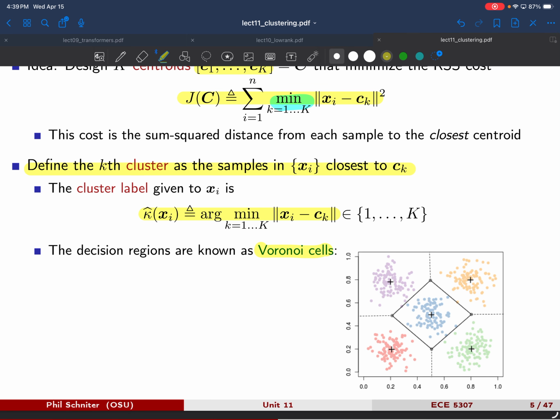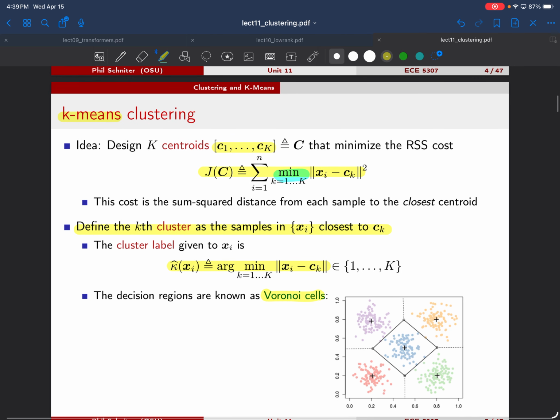You might have heard of these before, but these cells or these decision regions are known as Voronoi cells. So that's the objective of k-means. That's what it wants to do, and once you have your centroids, this is how you cluster with them.